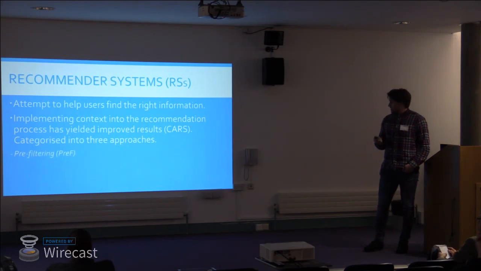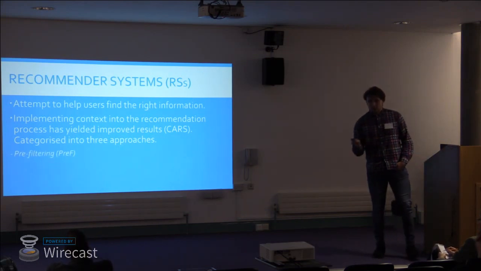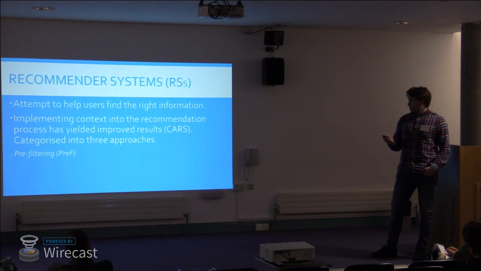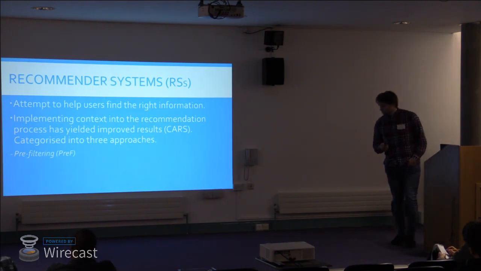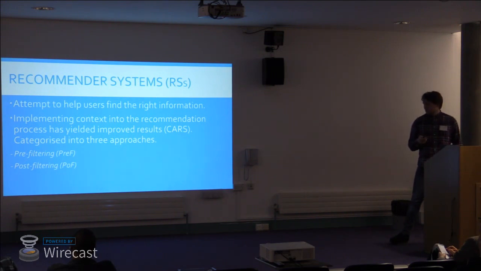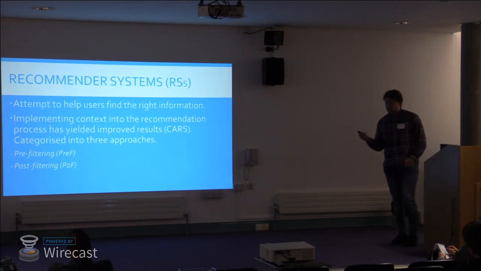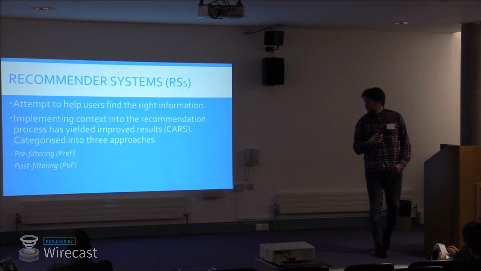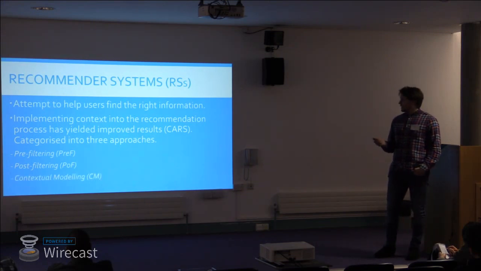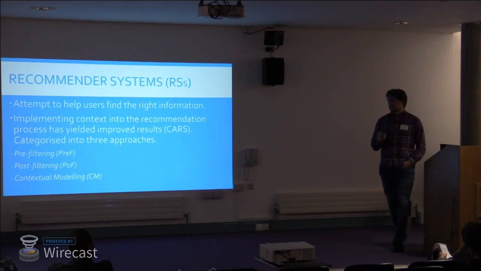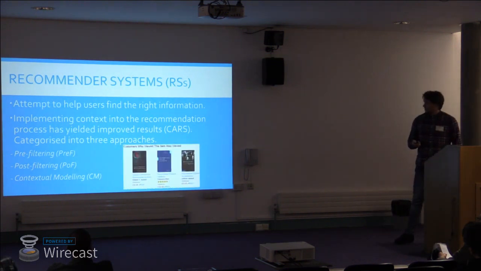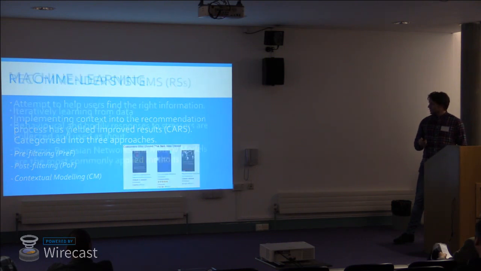And this can be categorized into three different paradigms. Firstly, we have contextual pre-filtering, which involves the placement of contextual data before the use of a recommender algorithm. Contextual post-filtering, which is contextual data placed after the use of a recommender algorithm. And then finally, contextual modeling, which places contextual data actually inside the recommender algorithm. And I'm sure we've all been on Amazon before and seen pages similar to that one.